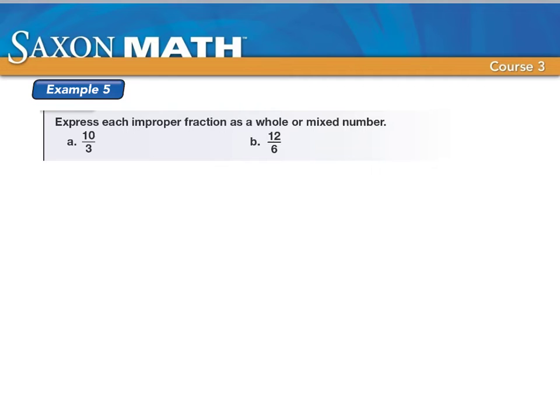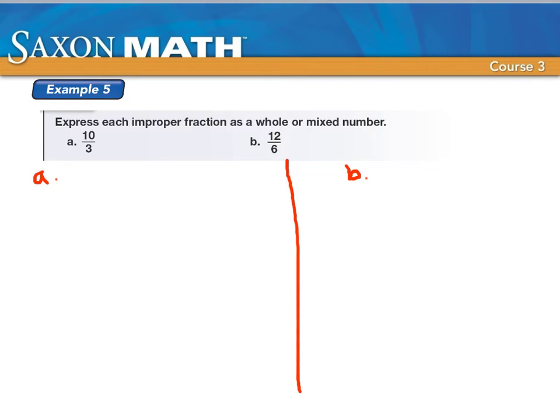Alright, so here's our last examples. It says to express each improper fraction as a whole number or a mixed number. And there are two methods that we can use for this. I'm going to put A right here, and B is going to go over here. Our first method that we can use is called grouping.